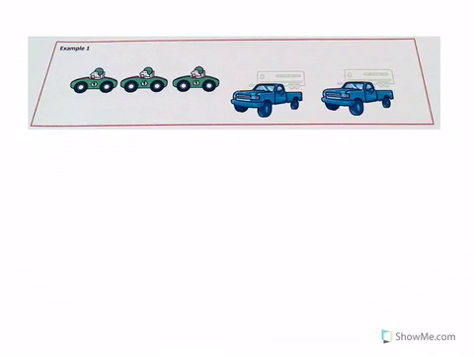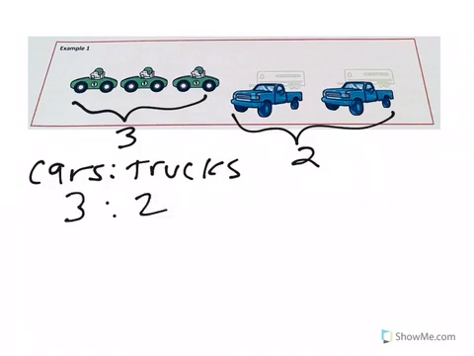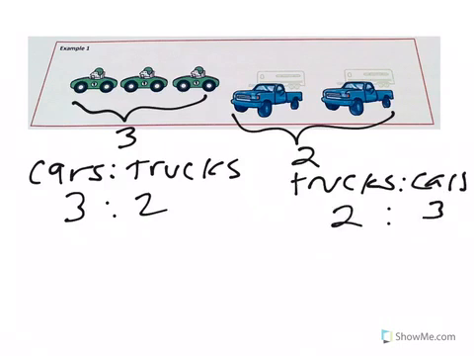In this picture, we have 3 cars and 2 trucks. So if we're going to look at that as a fraction or as a decimal, as a ratio, if we were going to say cars to trucks, we'd be looking at a 3:2 ratio. If we're going to say trucks to cars, we'd be looking at a 2:3 ratio. Either way you look at it, there are a total of 5 vehicles.